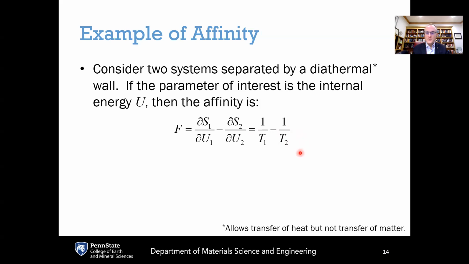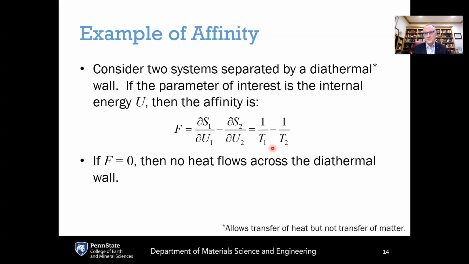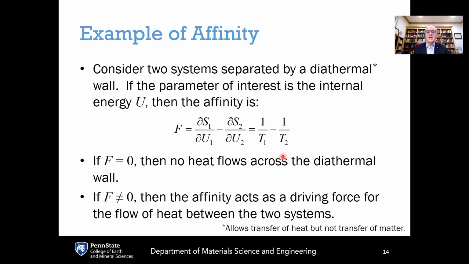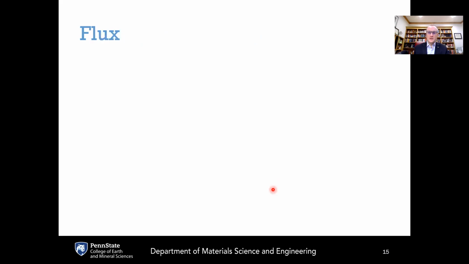How do we know if the system is in thermal equilibrium? We know that the system is in thermal equilibrium if the affinity is 0, meaning T1 equals T2. If the temperatures are the same, then we've achieved thermal equilibrium and there won't be an irreversible process. On the other hand, if the temperatures are different, that means the affinity is non-zero, and the affinity then acts as a thermodynamic driving force for, in this case, heat flow between the two systems, which will drive it towards an equilibrium.